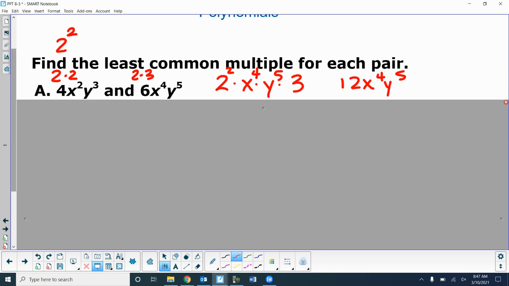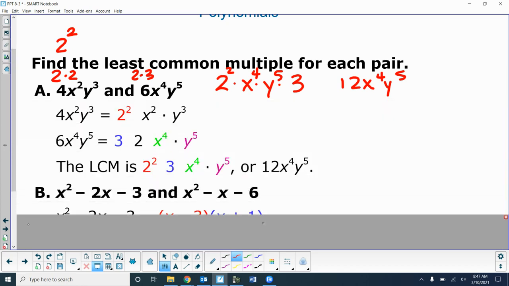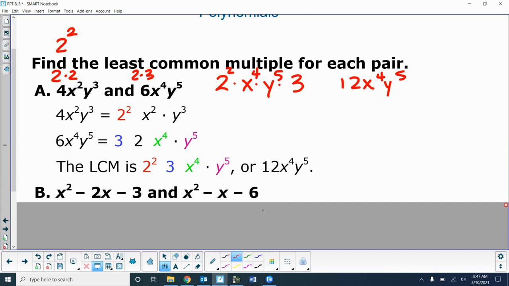Okay, that one we didn't have to factor either one. There's no pluses and minuses. We didn't have to factor it first. It's already factored. Okay, and that's what they're showing you here. 12x to the 4th, y to the 5th. So they did the same thing I did.